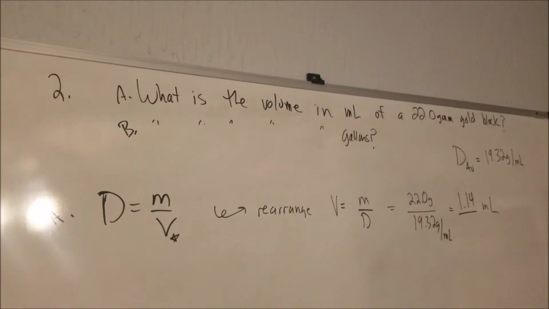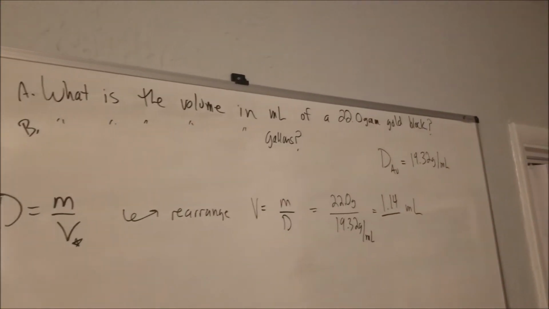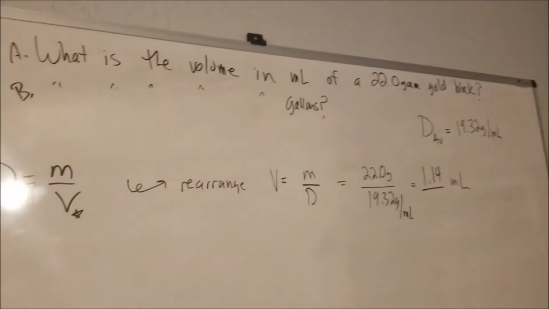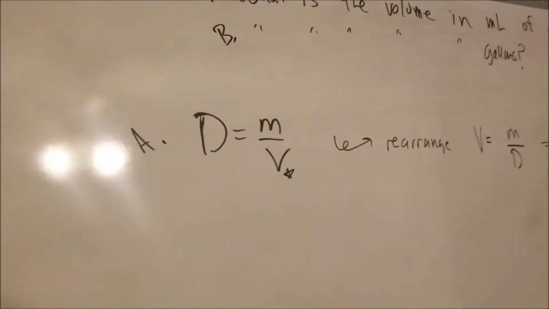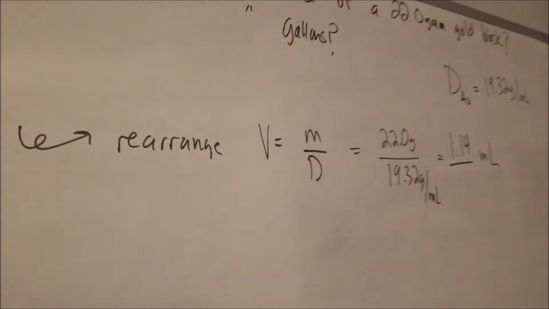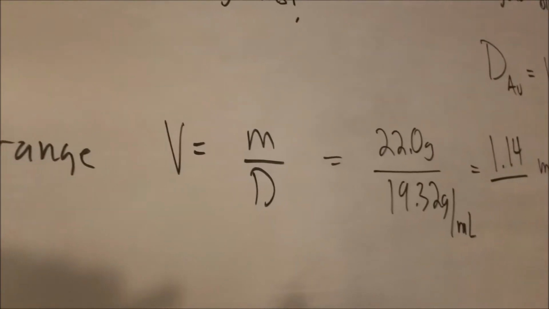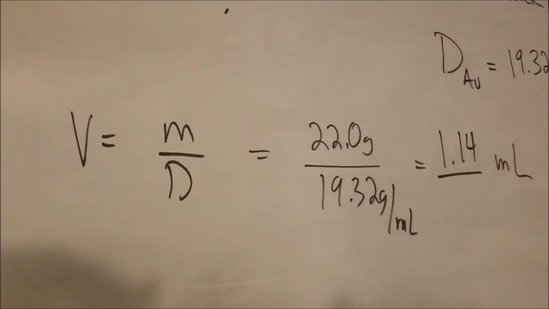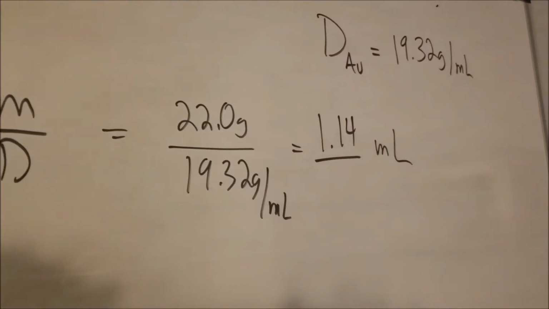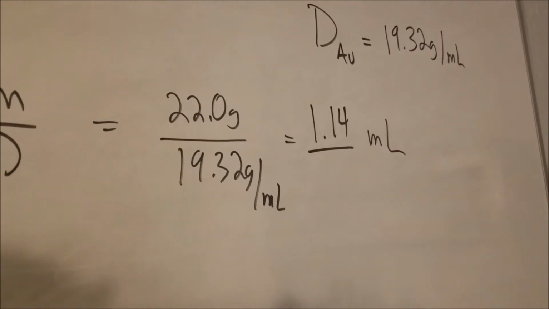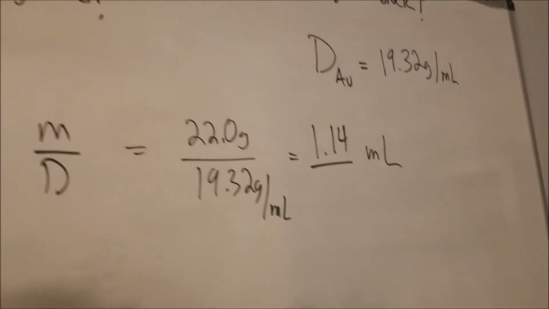Okay, so we're looking for volume, and we're given the mass in grams and the density. So we can rearrange D equals M over V to V equals M over D, plug in the values for M and D, do the division, and we get 1.14 milliliters, and that is the answer for part A.